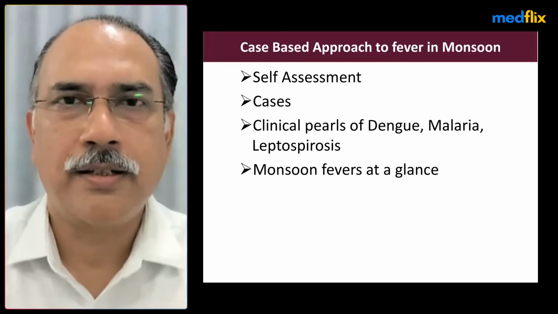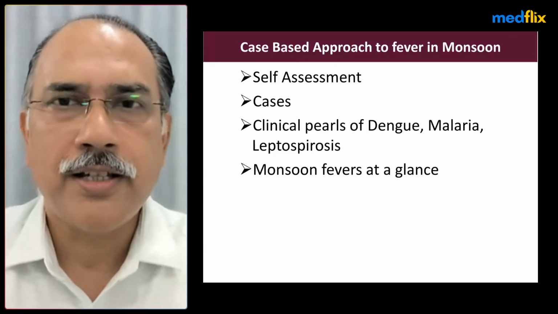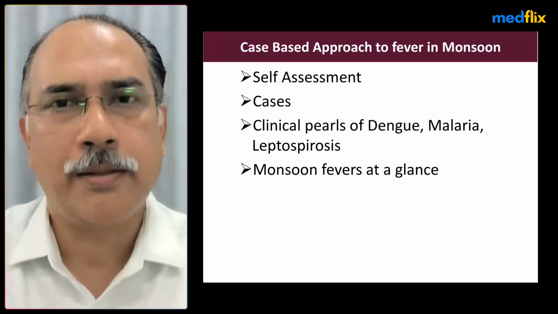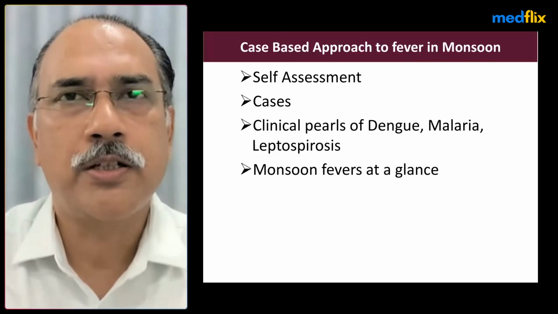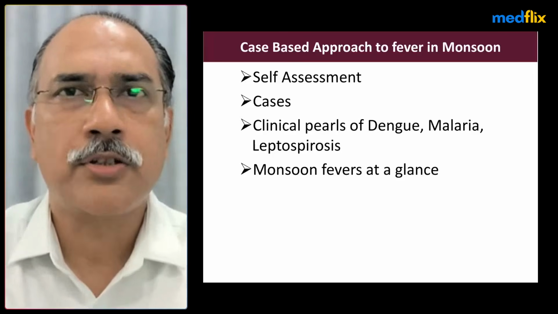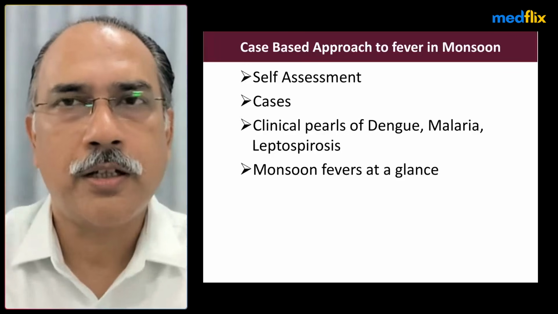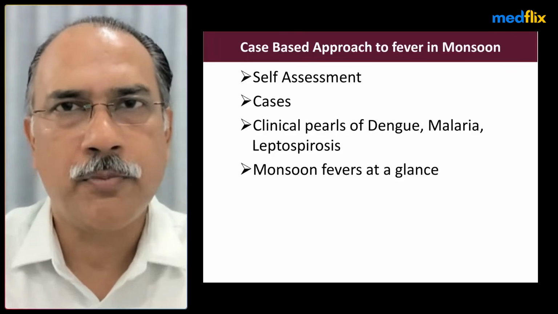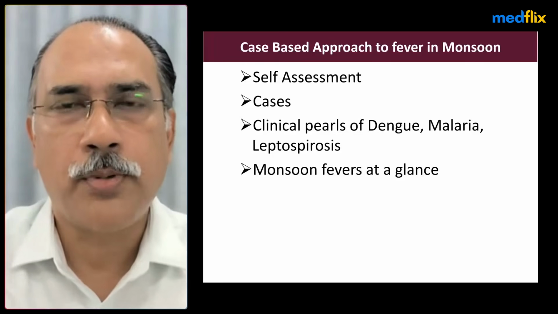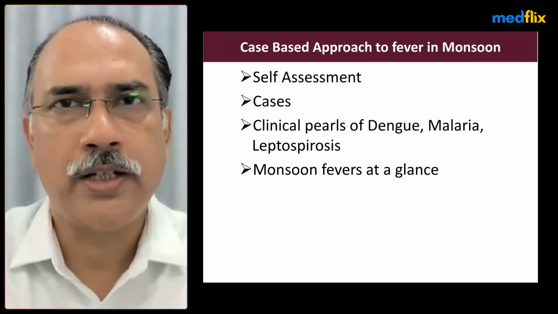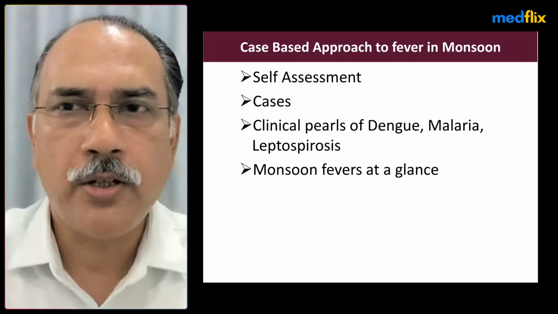Let us first do some self assessment. Then I will be going through cases and we'll discuss some salient features of dengue, malaria, leptospirosis, how to use the laboratory and clinical parameters to make a reasonable, rational choice on your diagnosis so that you can start treatment early, you can avoid unnecessary treatment and avoid unnecessary investigations. But also, more importantly, you will diagnose and prevent complications to the patient and also to yourself. So let's jump into this.